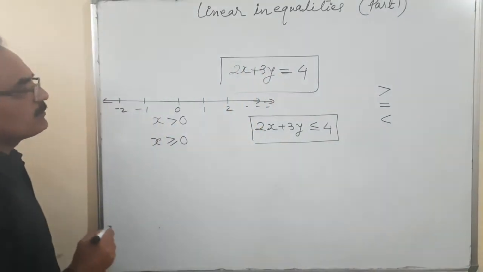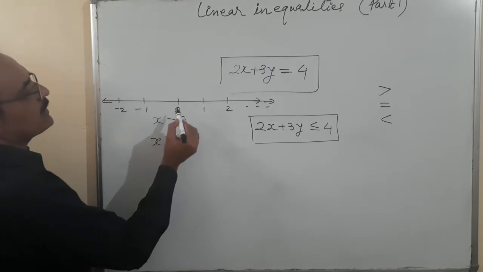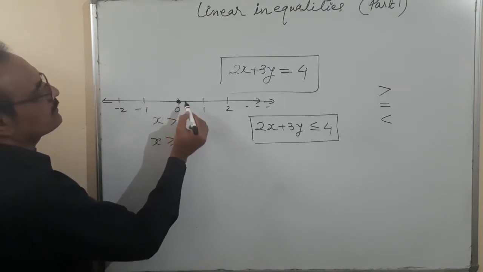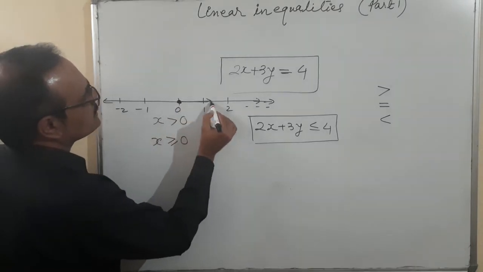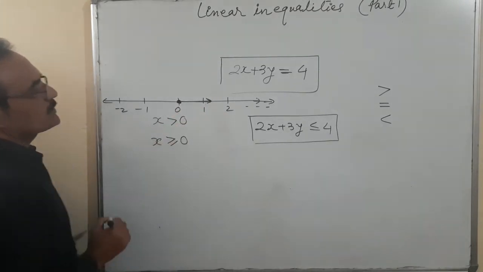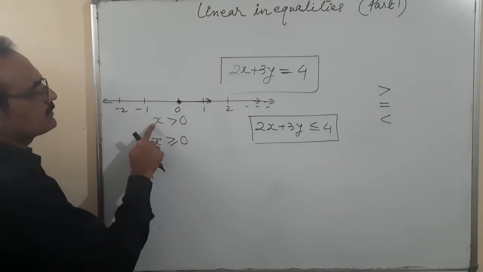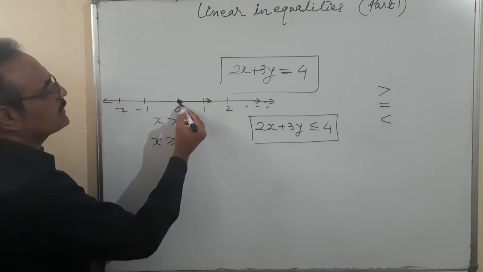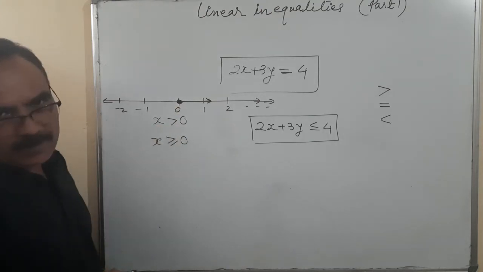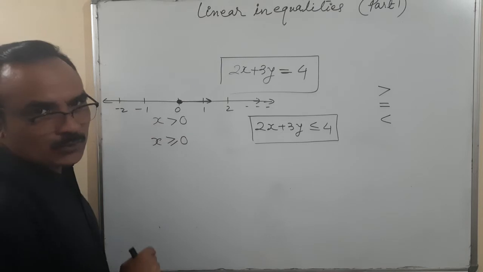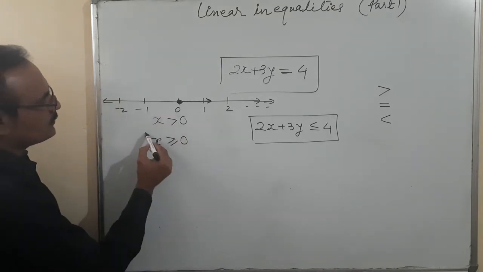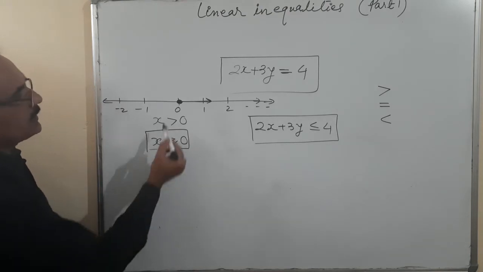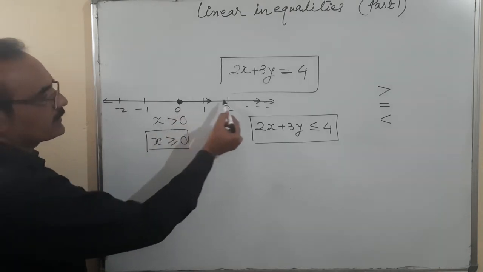How to represent it on the number line? To represent it on the number line, we can use a circle and an arrow on that side. What is the meaning? If you make this a complete dark circle, that means this 0 is included. So this is an example of x is greater than or equal to 0. That means the value of x is 0 also and greater than 0 also.